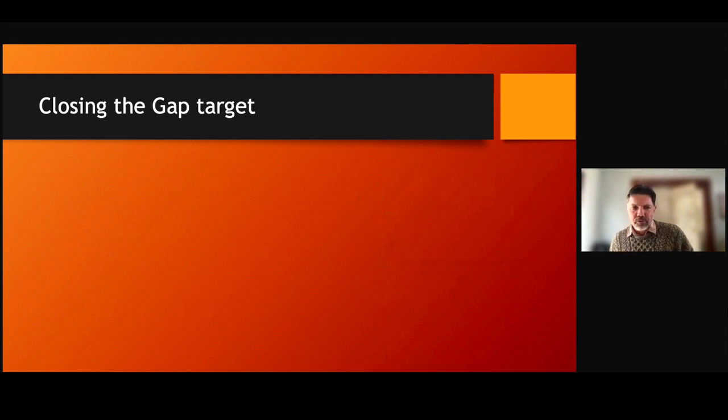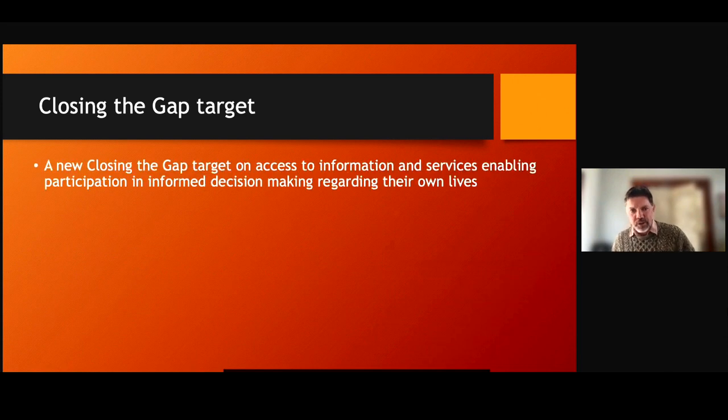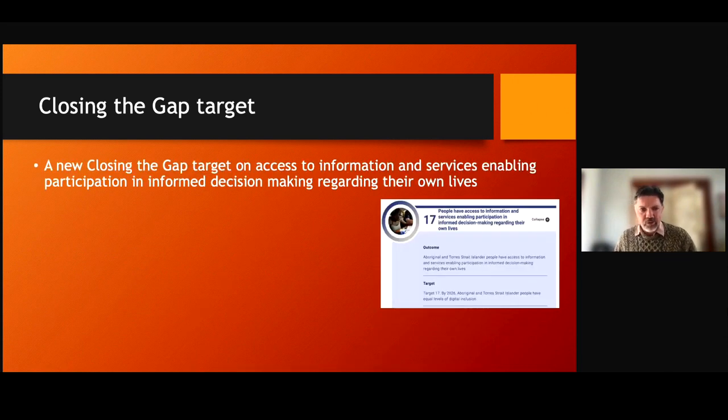Quickly, I'll just cover off that some of the work that's come out of the Broadband for the Bush Forum, the Indigenous Focus Day, has pushed for digital inclusion to become a closing the gap target. And fortunately, that was the case. It's been announced this year that outcome 17 is people having access to information and services, enabling participation in informed decision-making regarding their own lives. Digital inclusion has a target of equity by 2026, a highly ambitious target.